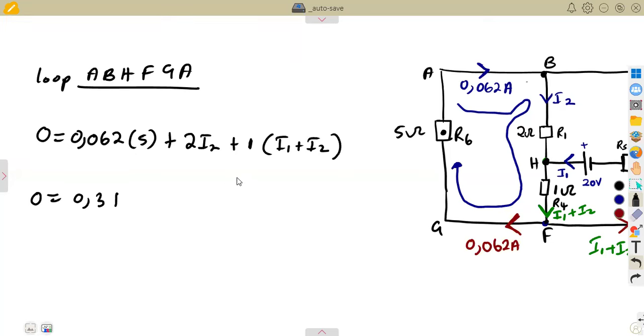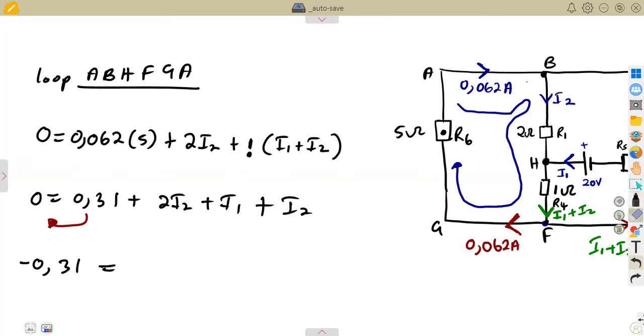0.062 times 5. Then you expand the brackets. That's 2I2, expand by 1. 1 times I1, that's I1. 1 times I2, which is I2. So you can even transpose, take the 0.31 to the other side. That's minus 0.31. So that's minus 0.31 is equal to.